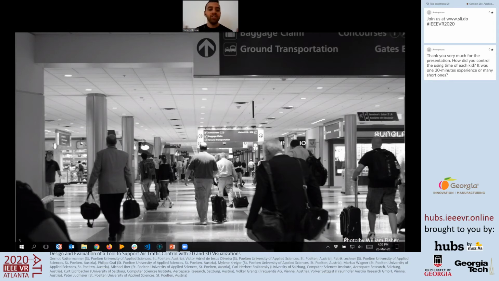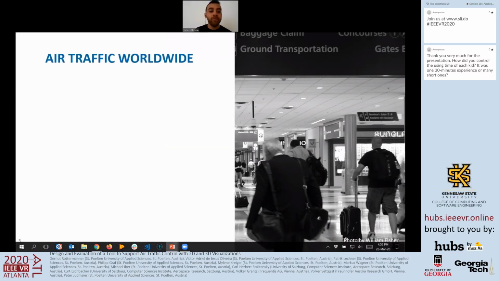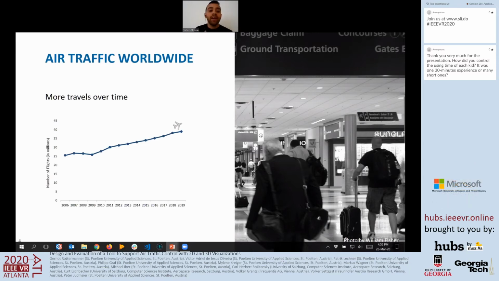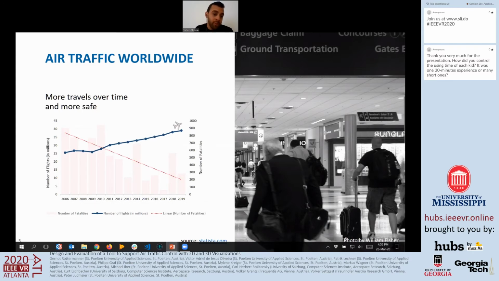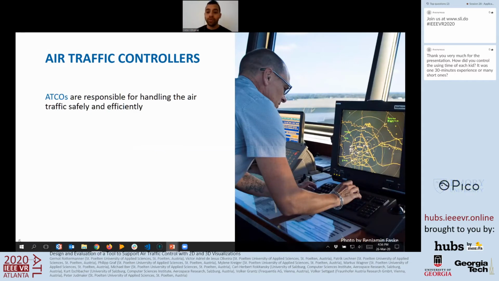This fact might not be as new or interesting for many of us, as we know that flying is a very conventional way of traveling, especially for international trips. If we take a look at air traffic worldwide, we can see that every year we have more flights, in terms of millions, and flying is also getting much safer, with fewer accidents and fewer fatalities. What many people might not know, though, is that those responsible for handling air traffic are the air traffic controllers.